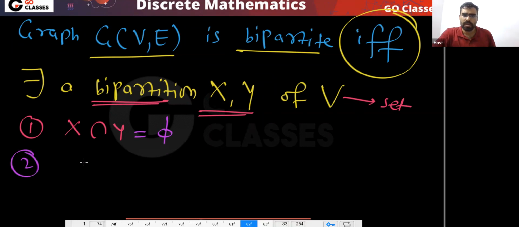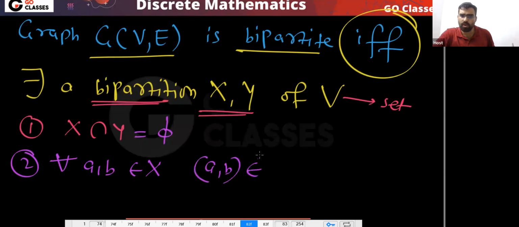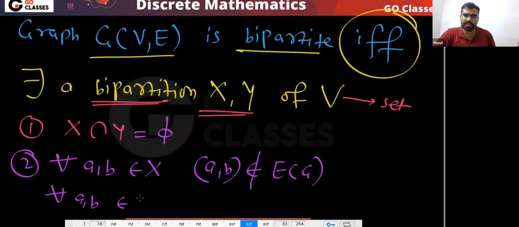Also, between any two vertices of X, there should be no edge. For all a comma b belonging to X, the pair a comma b should not belong to the edge set of G. Similarly, if you take any two vertices a comma b in Y, there should be no edge between them. So these are the two conditions.